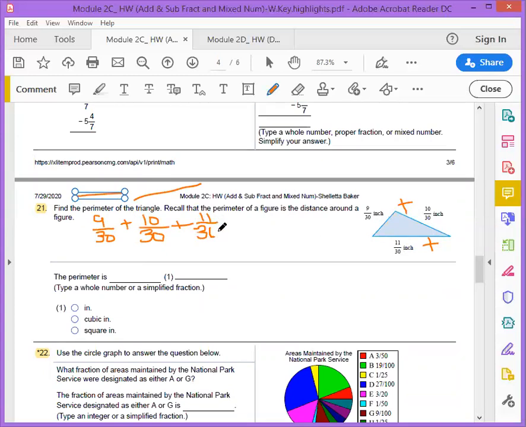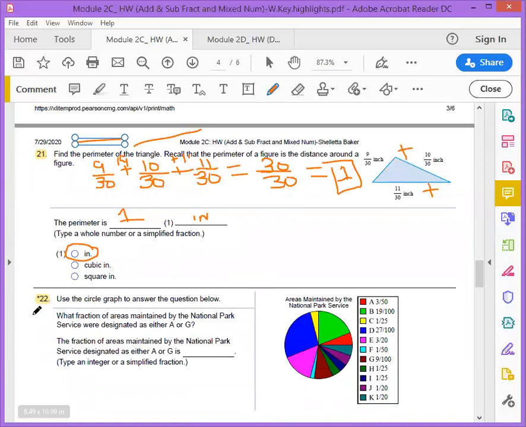Since we already have the same denominator, we keep that denominator of 30. And then we'll add in the numerator. So we'll take these digits two by two. 9 plus 10 gives us 19. And then 19 plus 11 gives us 30. And 30 divided by 30 is just 1. So the perimeter is going to be 1, and your unit would be inch.